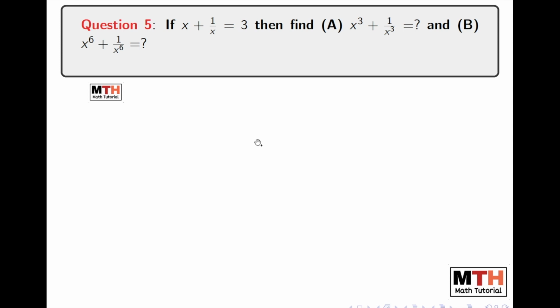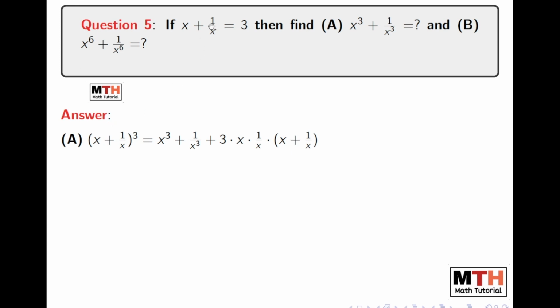Now question number 5. If x plus 1 by x equals to 3, then find the value of x cube plus 1 by x cube and the value of x power 6 plus 1 by x power 6. Answer. We are cubing x plus 1 by x, so we are getting x plus 1 by x whole cube equals to x cube plus 1 by x cube plus 3 times x times 1 by x times x plus 1 by x. Here we are using the formula of a plus b whole cube, that is equals to a cube plus b cube plus 3ab times a plus b.